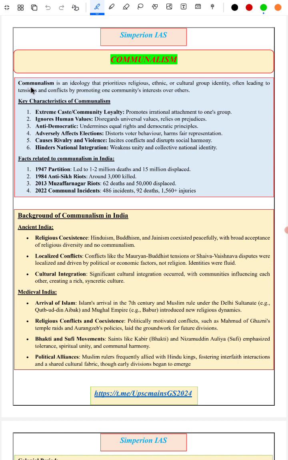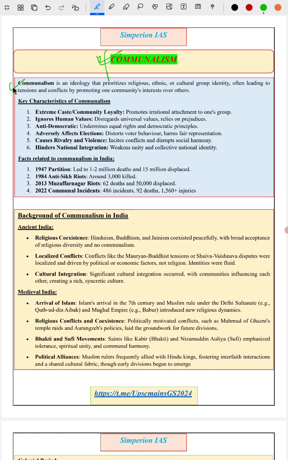Continuing with our mains monster notes that is based on the syllabus and PYQs, today we will discuss a note of GS1, communalism, secularism and regionalism, a topic of Indian society. First topic we have covered in this particular note is communalism.